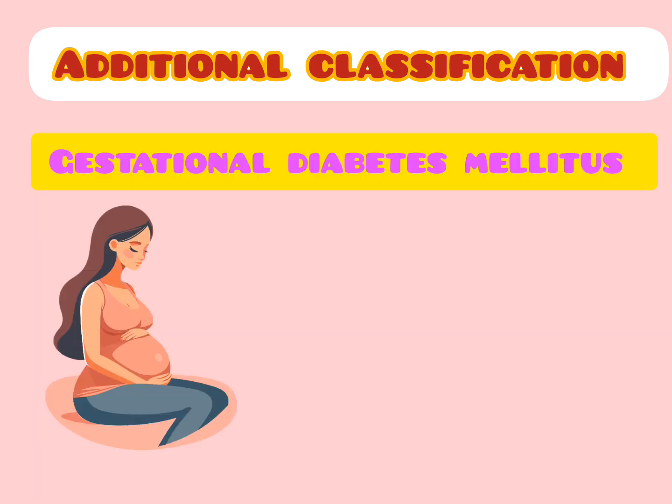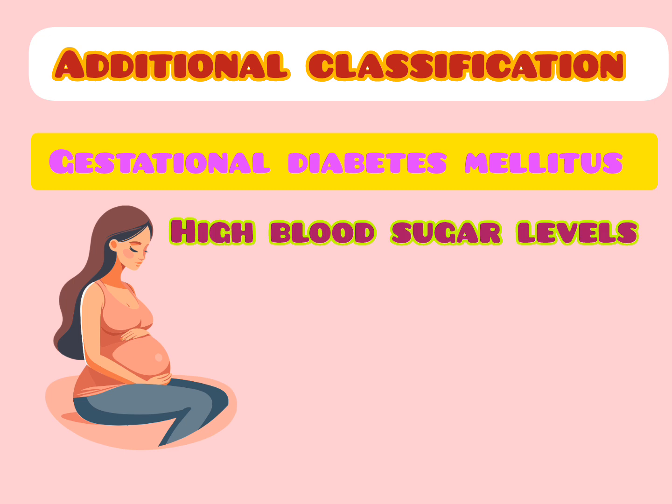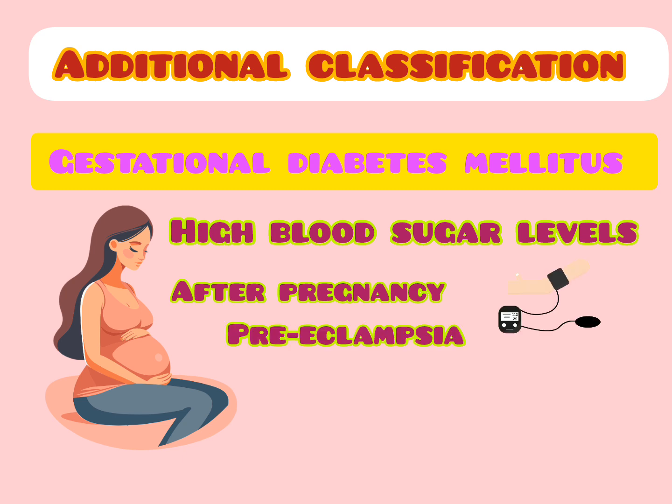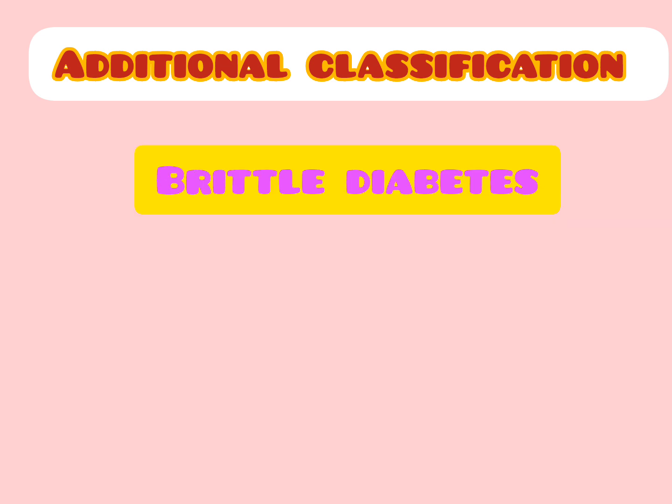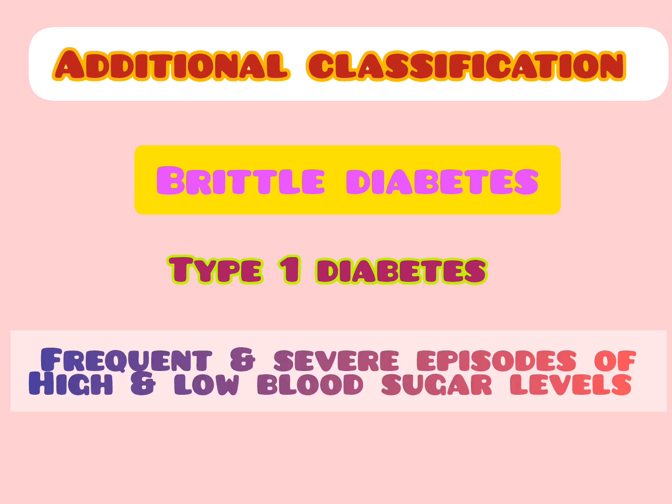Next comes gestational diabetes, a condition in which a person without diabetes develops high blood sugar levels during pregnancy. Gestational DM can go away after pregnancy. However, it can increase the risk of preeclampsia, depression, and of needing a cesarean section. And do you know, if you have gestational diabetes, you are at higher risk of developing type 2 DM later in life. Brittle diabetes. It is a form of type 1 diabetes that's marked by frequent and severe episodes of high and low blood sugar levels.